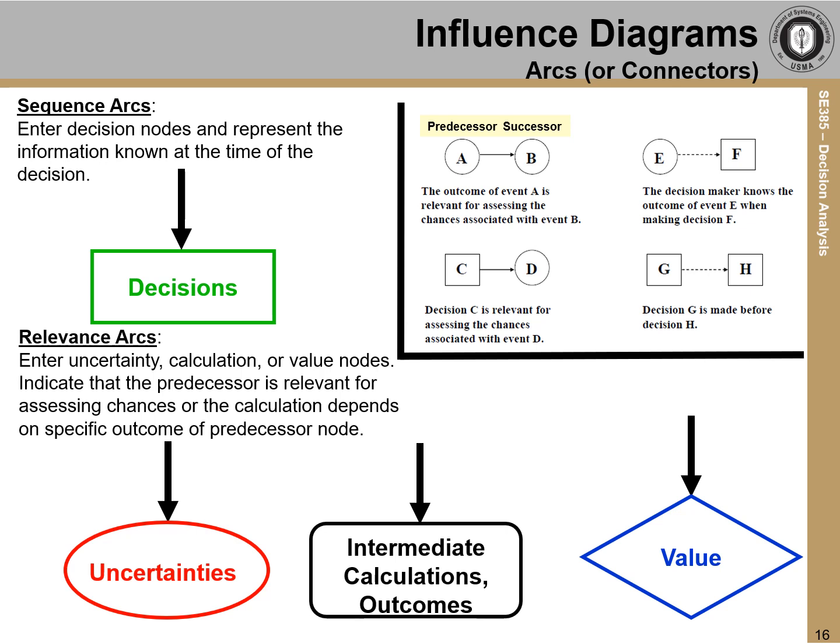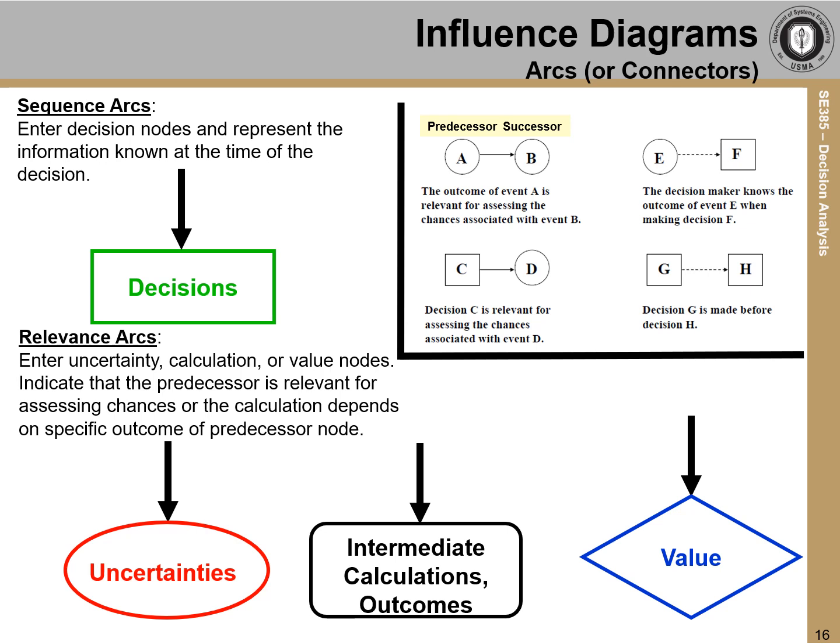Now, a relevance arc is different. A relevance arc points to an uncertainty node, an intermediate calculation node, or your final value node. And as the name implies, it just means relevance. So let's start with uncertainty nodes. An uncertainty node has a probability tied to it. If the probability changes due to the predecessor, say another uncertainty node or a decision node, you would need a relevance arc.